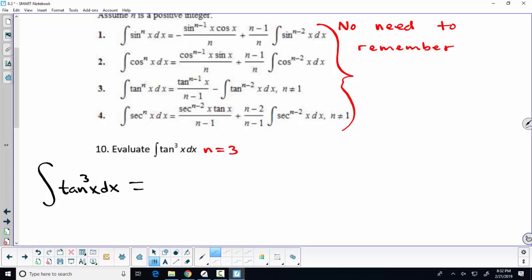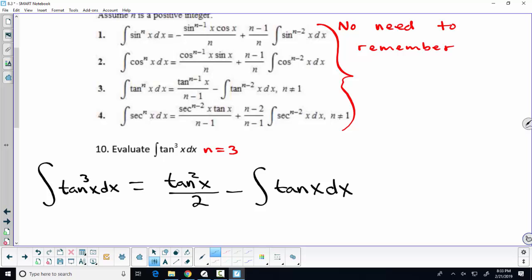So that's equal to tangent squared x over 2, minus the integral of tangent to the 2 less, so minus the integral of tangent to the first dx. And notice that's as far as the reduction formula takes us. If we tried to use it here again on just the tangent, the formula says this is equal to this when n is not 1. So this is our n equals 1 case right here.